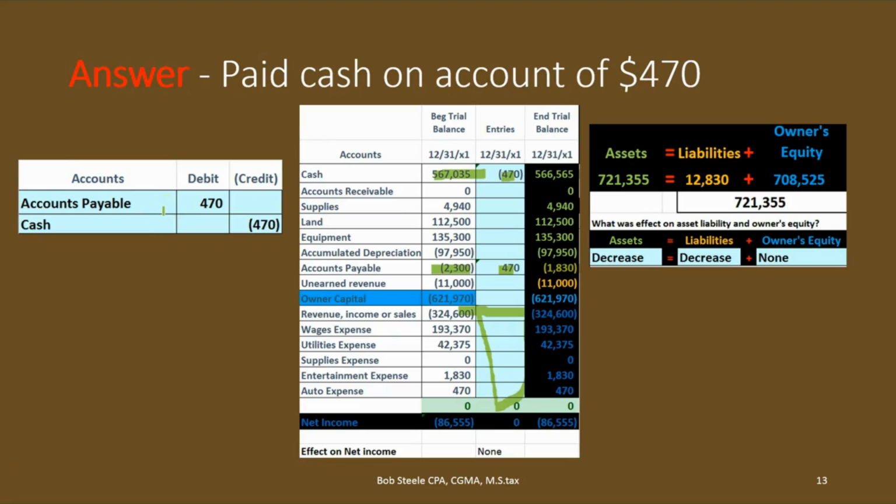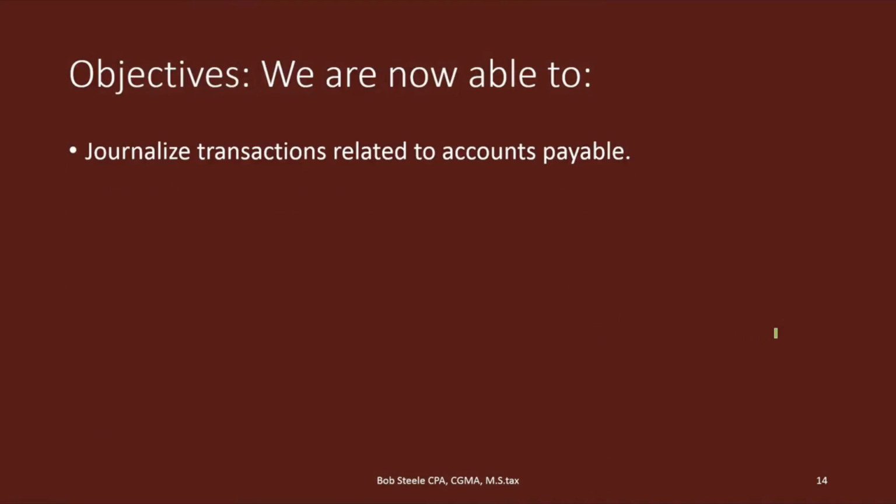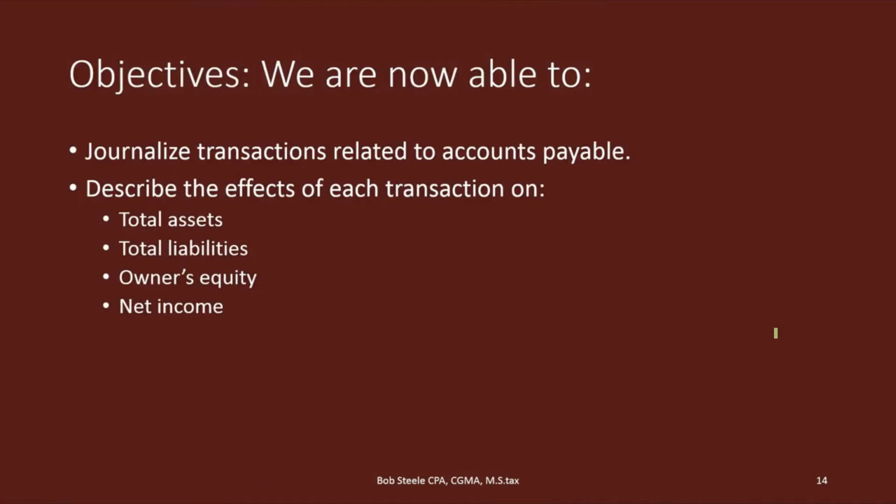Under the accrual basis of the matching principle, we charged it when we got the service, not when we paid it. So we already decreased our net income by the auto expense in the past. What happens to the accounting equation? Assets are going down because cash went down. Liabilities are here, also decreasing, no effect on owner's equity. So we're now able to journalize transactions related to accounts payable and describe the effects on each transaction in terms of total assets, liabilities, owner's equity, and net income.